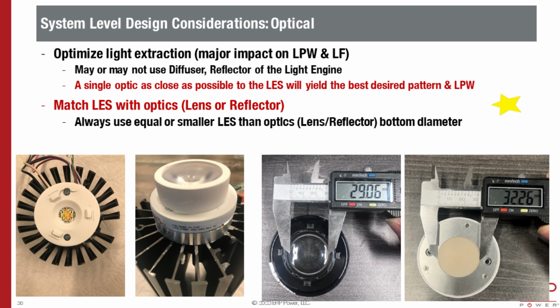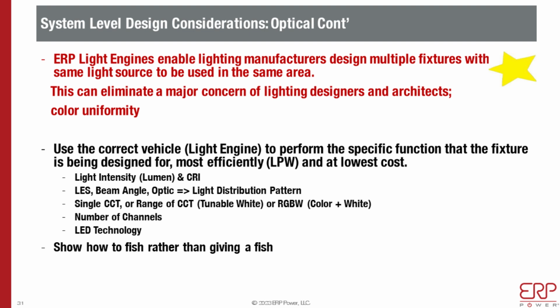And another thing that we've seen, as you can see on the bottom two pictures on the right: match the LES with the optics. So always use an equal or smaller LES than the optics itself. It could be a lens or reflector, and the bottom diameter of that. If you have a wide LES here and you use a small optic, essentially you've thrown away a lot of light and your efficiency is going to go very, very low. I showed going from 90% to 60%. I've seen designs with 10% efficiency, so 90% of it is being wasted. So just be very careful about that.